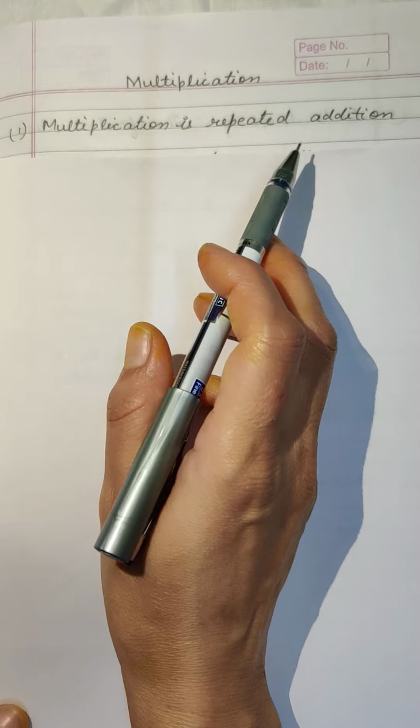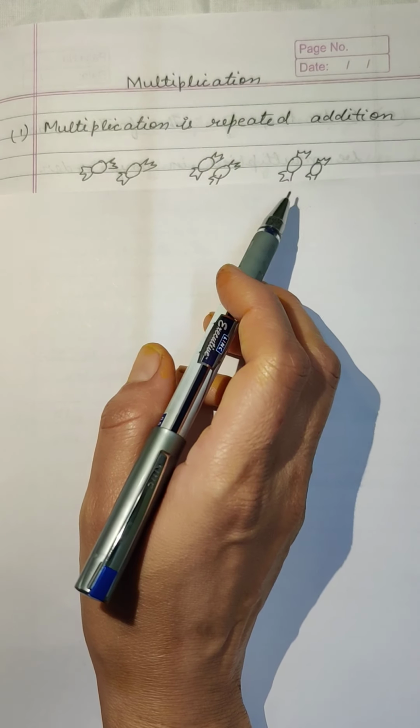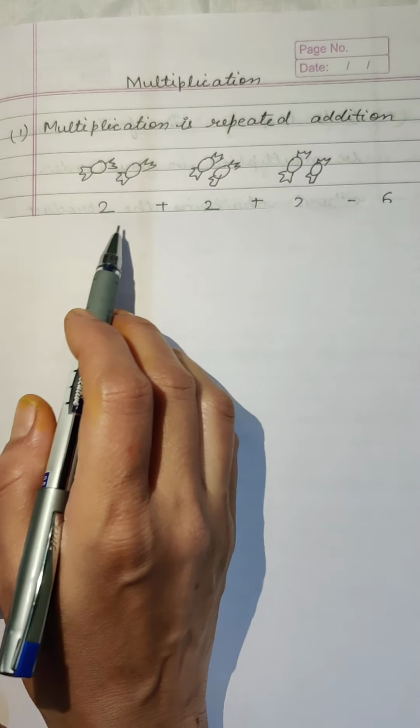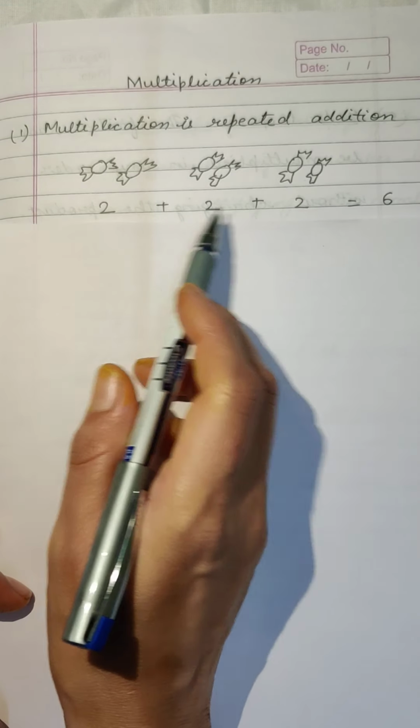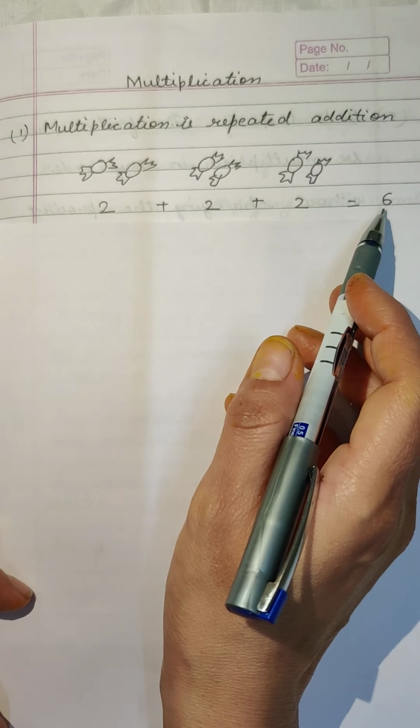So let us start with multiplication first. What is multiplication? Multiplication is nothing but repeated addition. For example, you have 3 groups of 2 toffees. So to find the total number of toffees, we will add 2 3 times. 2 plus 2 plus 2, that is 6.